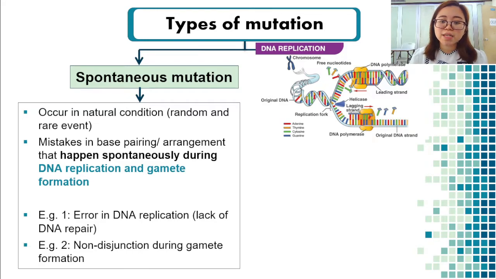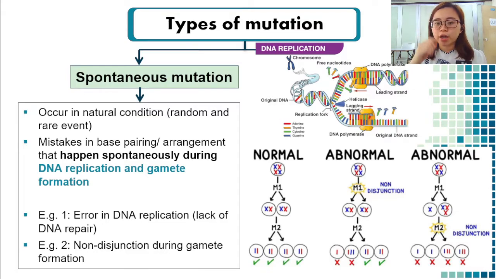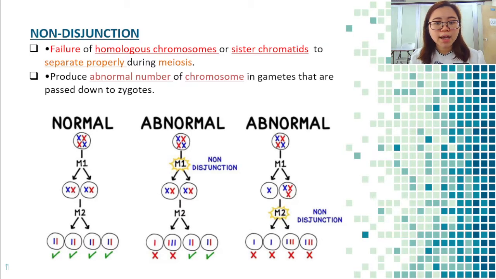A second example is non-disjunction during gamete formation. So that is when your body is producing sperm or ovum. It's supposed to undergo meiosis, right? And it's supposed to produce haploid cells. But sometimes you have extra or missing one chromosome in your sperm or ovum. And this is because of the failure of homologous chromosomes or sister chromatids to separate properly during meiosis. Dia tidak terpisah dengan sempurna semasa meiosis.